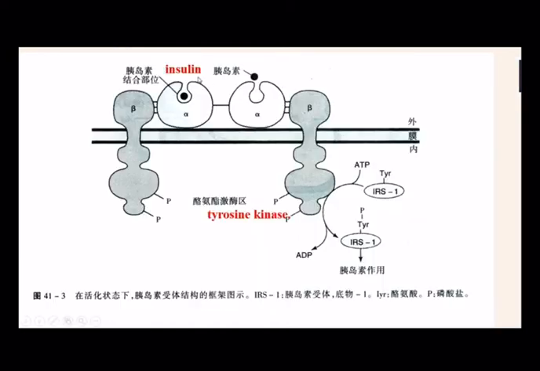For example, the insulin receptor is a receptor tyrosine kinase. When insulin binds to the receptor, tyrosine residues are phosphorylated. Tyrosine kinase becomes active. It could phosphorylate the substrate protein.